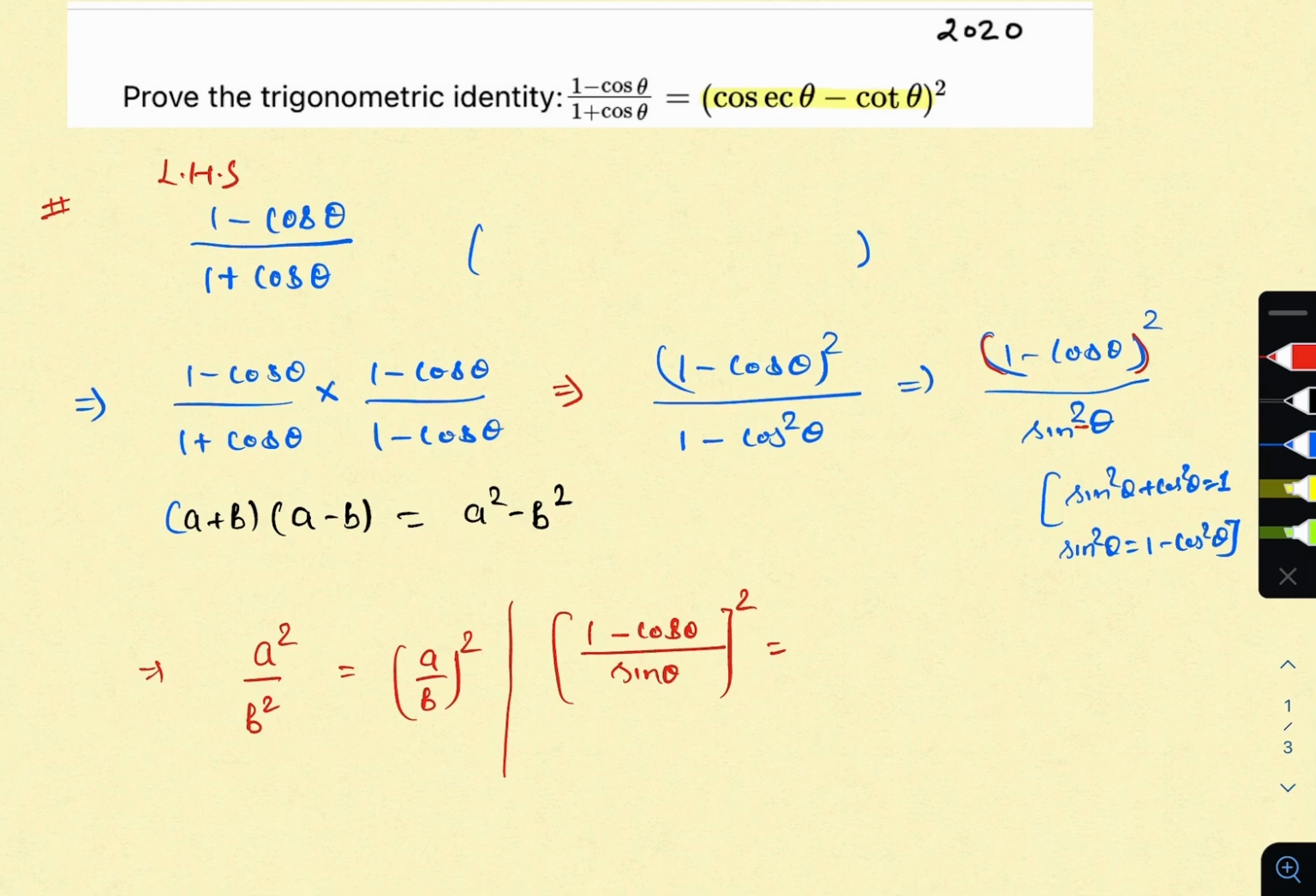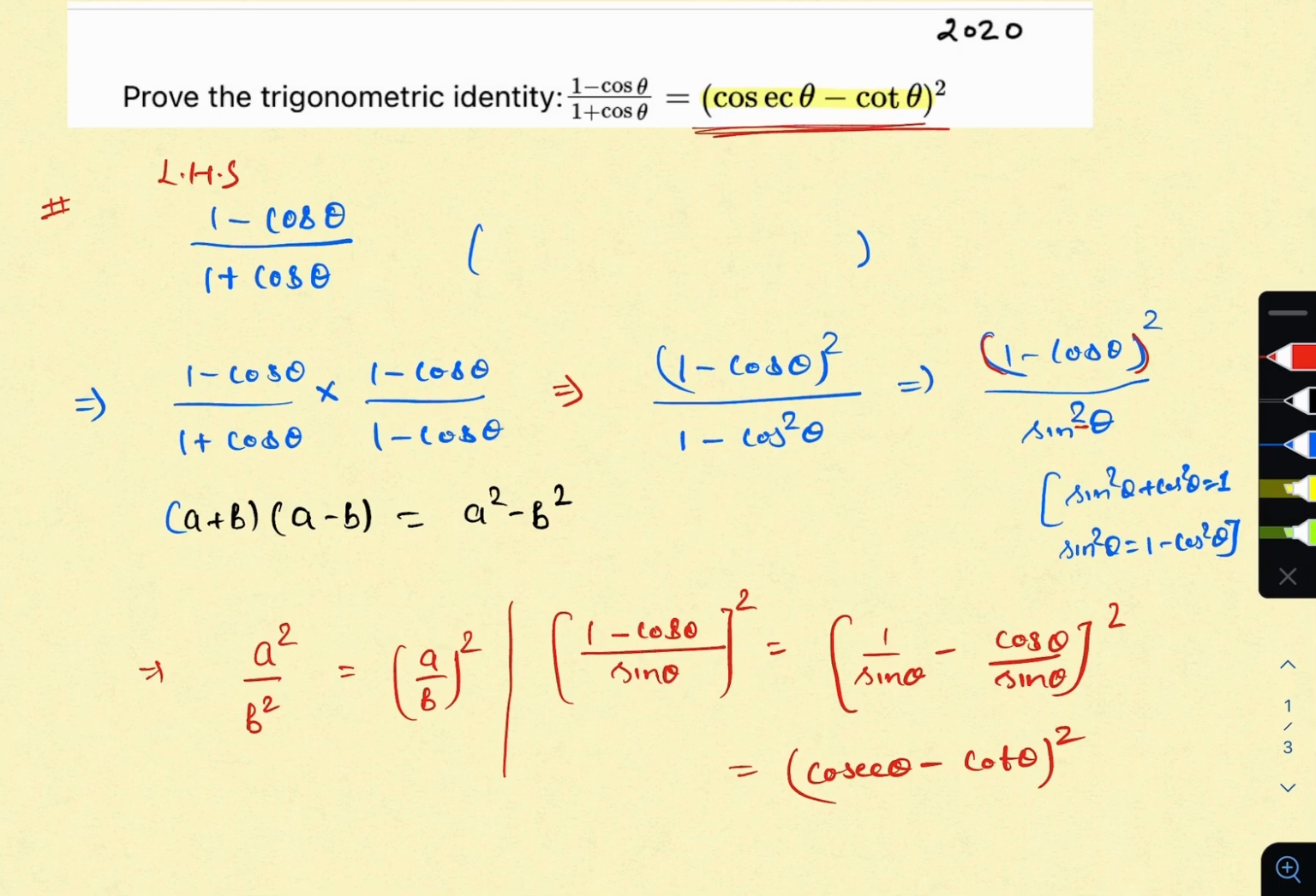Now what we will do, we will be separating the numerator term, means you can say we are dividing the numerator term by the denominator. So it will be (1 upon sin theta minus cos theta upon sin theta) whole square. So 1 upon sin theta will be what? Cosecant theta minus cot theta whole square, and this is our right hand side. You can see here this is right hand side. So only one thing you need to do here, just write this is equals to right hand side and hence true. So this is our answer.